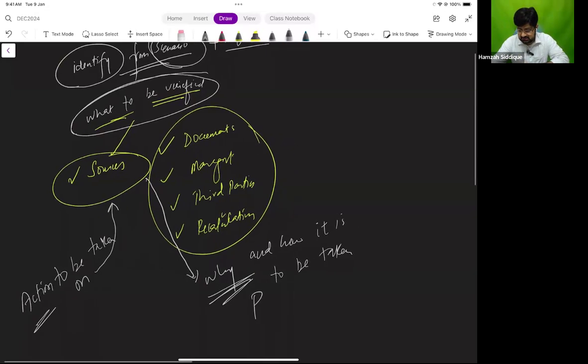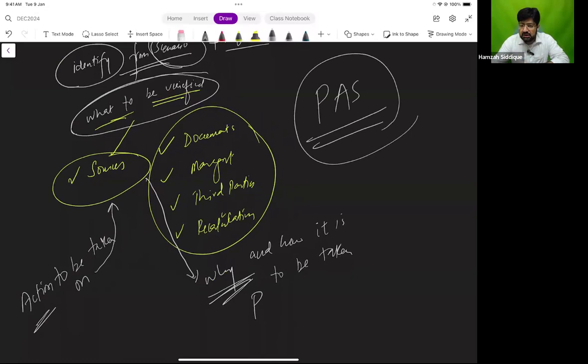If your procedure does not identify these three things, it means you are not going to get full marks for that procedure. And it starts with this: what is to be verified.